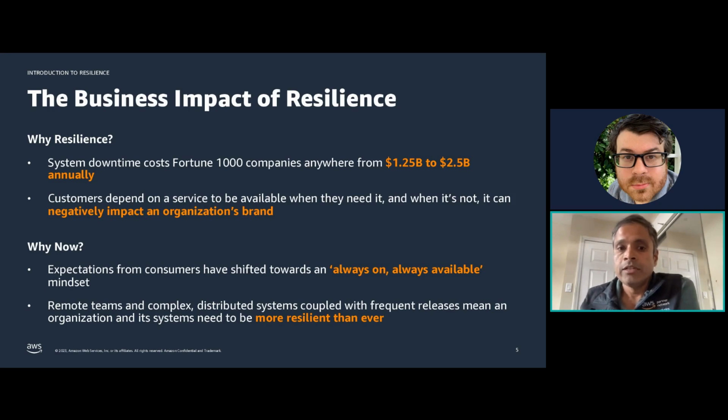brand. And why now? Modern organizations today face ever-growing number of resilience-related challenges, especially as expectations from the customers shift towards always on and always available mindset. Remote teams and complex distributed systems, coupled with the increasing need for frequent releases, mean an organization and its system need to be available and be more resilient than ever.